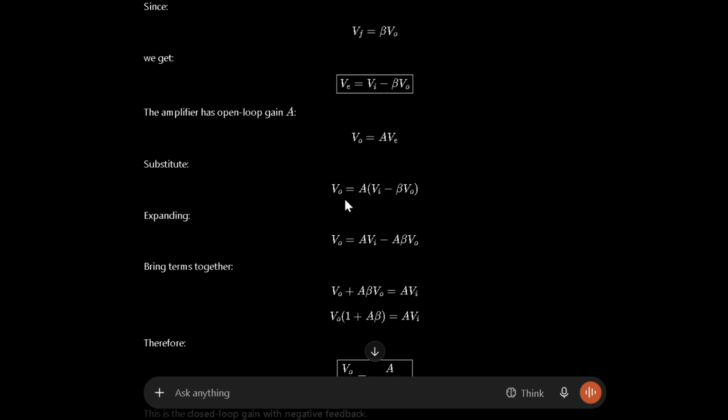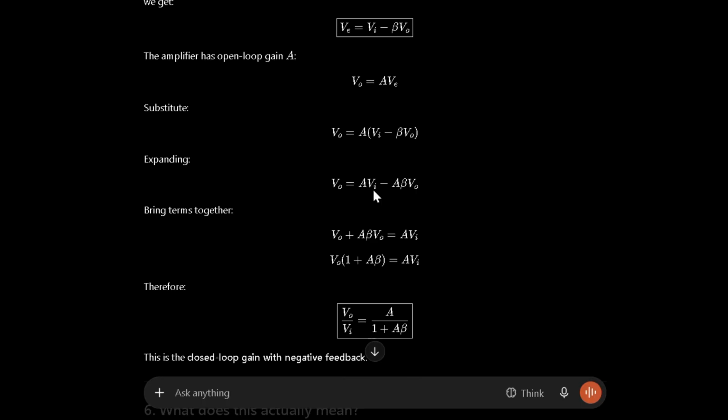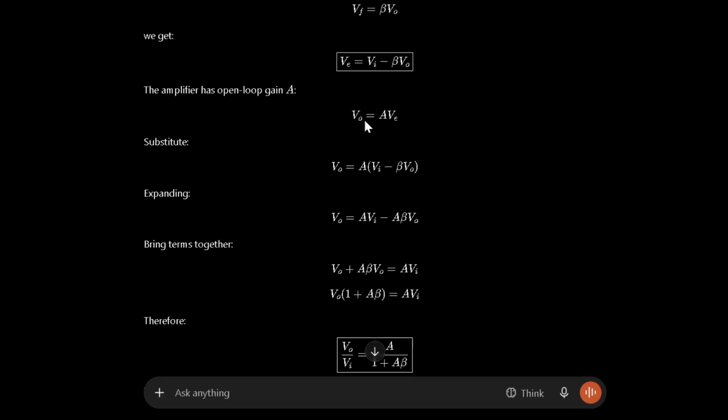Substitute V naught equals V_i minus beta V naught. Expanding, V naught equals V_i minus beta V naught. This is output by input. V naught is the output, and V_i is the input, the affected input.